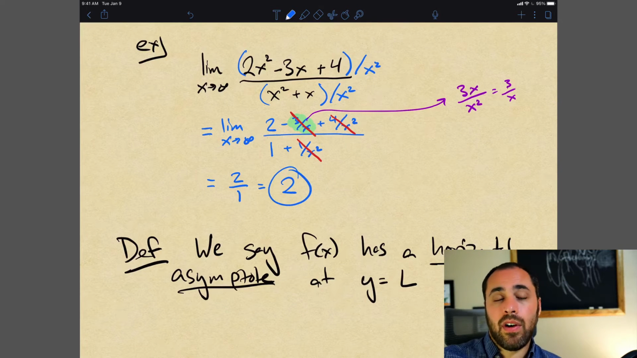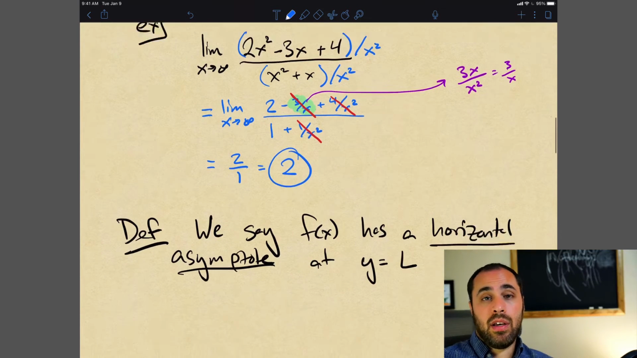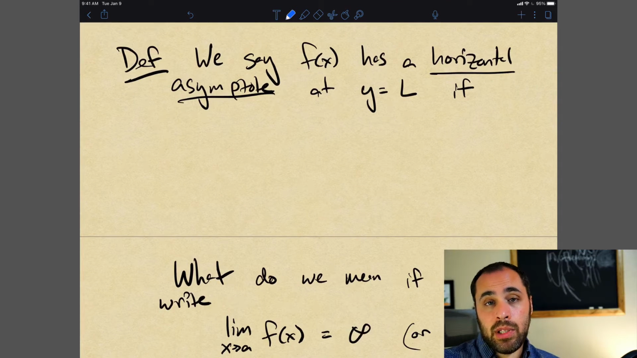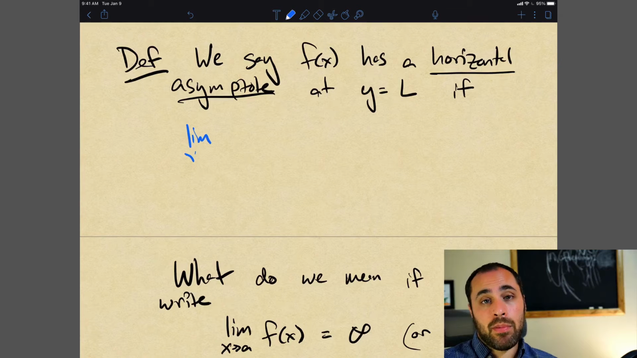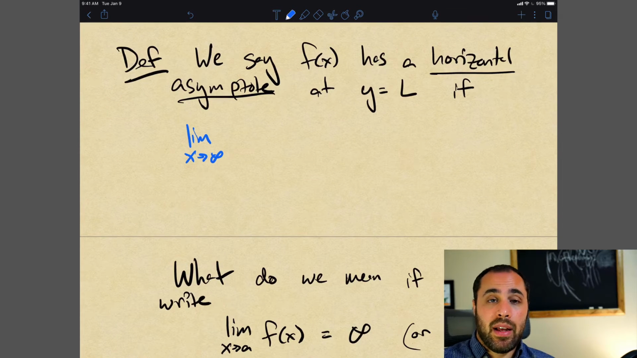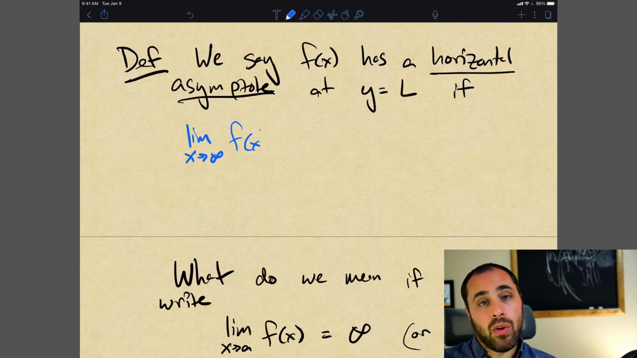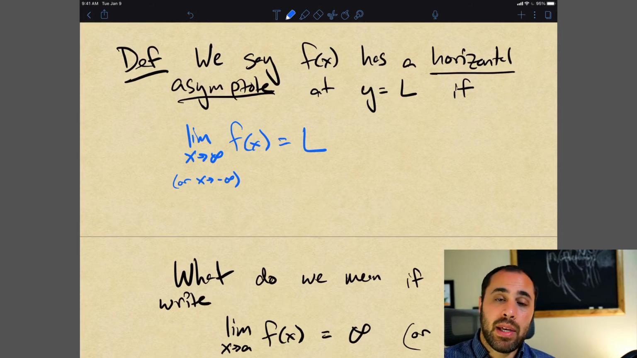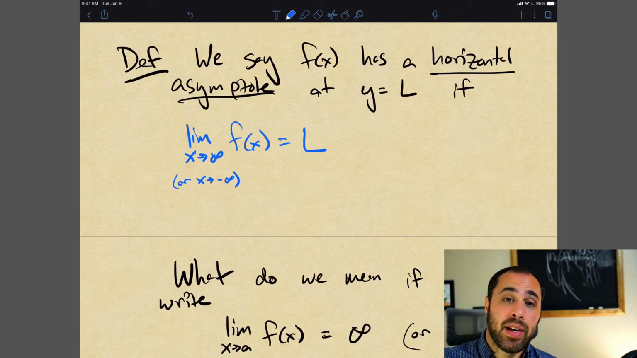So we'll leave off with a definition. This is a term you probably are familiar with, but maybe you haven't thought about it this way. We say that a function f has a horizontal asymptote at the line y equals L if the limit as x goes to infinity of f is equal to L. And this works for minus infinity also.